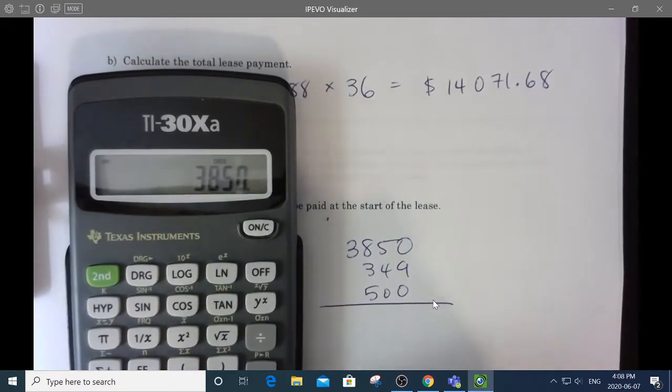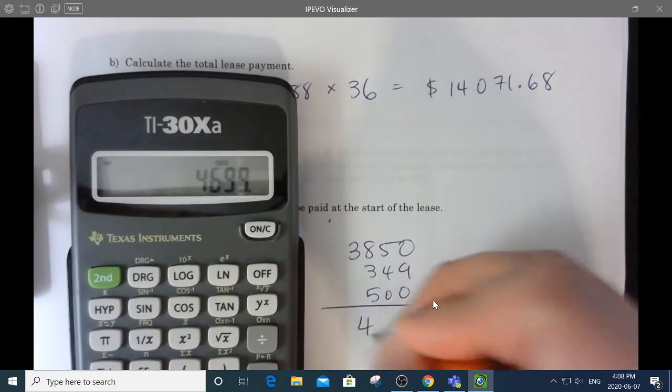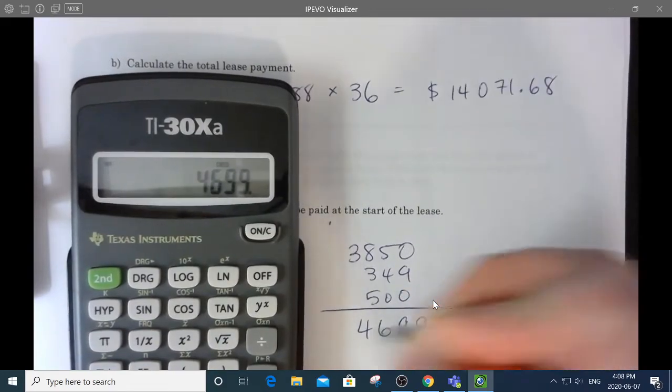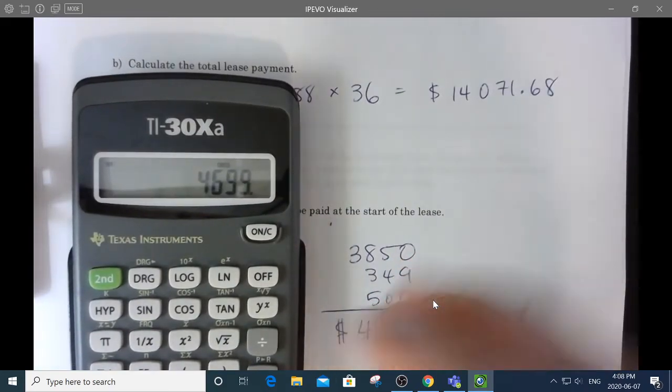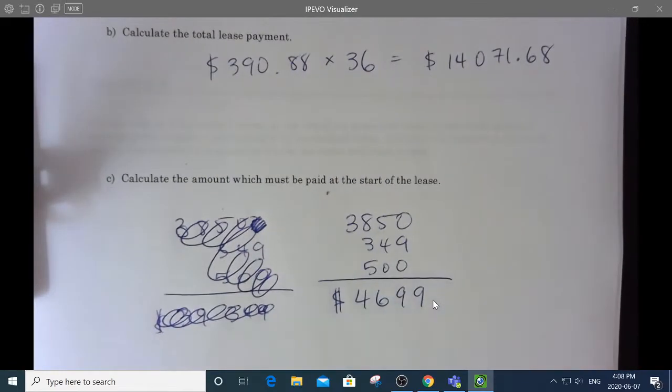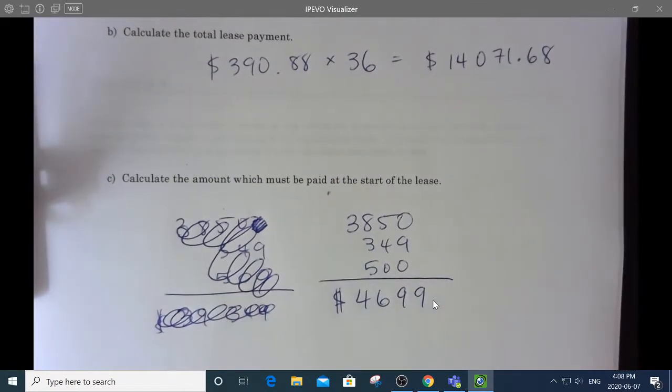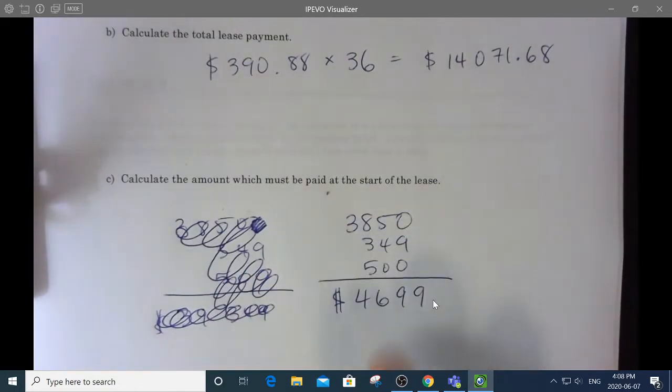3850 plus 349 plus 500. That's more reasonable. $4,699 is how much you have to have ready in cash, saved up to lease this vehicle. Okay? You cannot finance these things for most places unless you put them on your credit card, but I would not recommend that. Think about how much your interest on your credit card is. 20% a month or something crazy? You'd never get out of that debt.